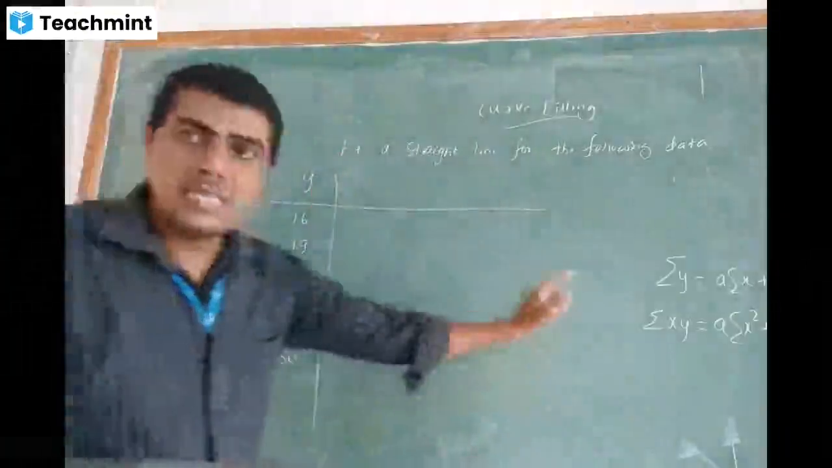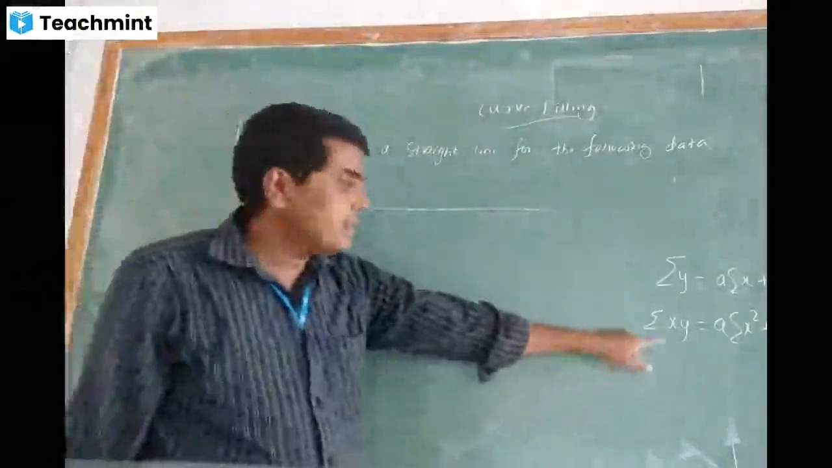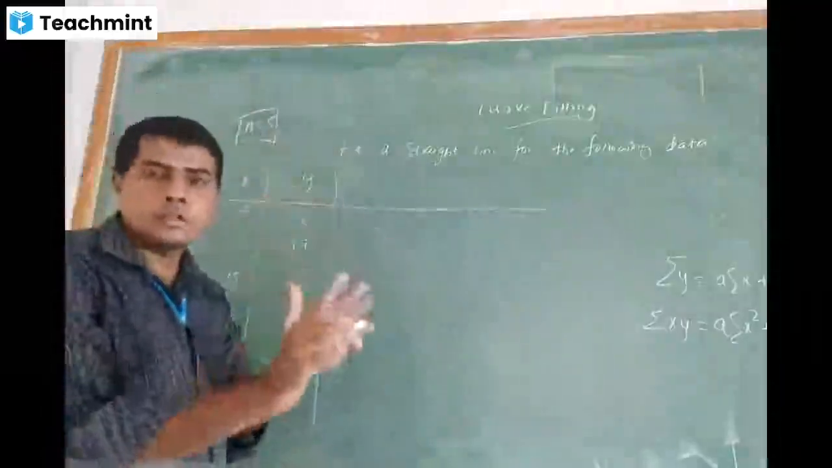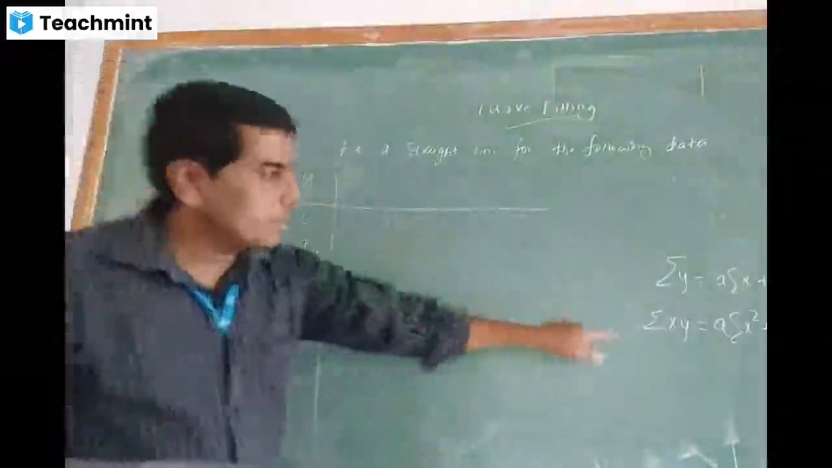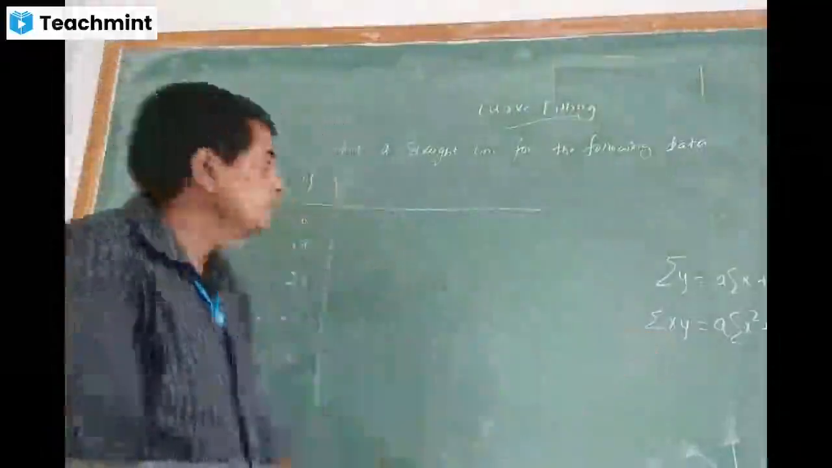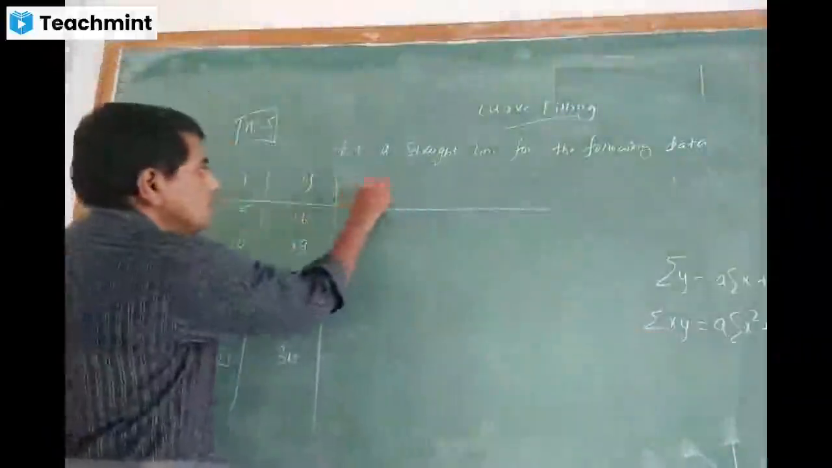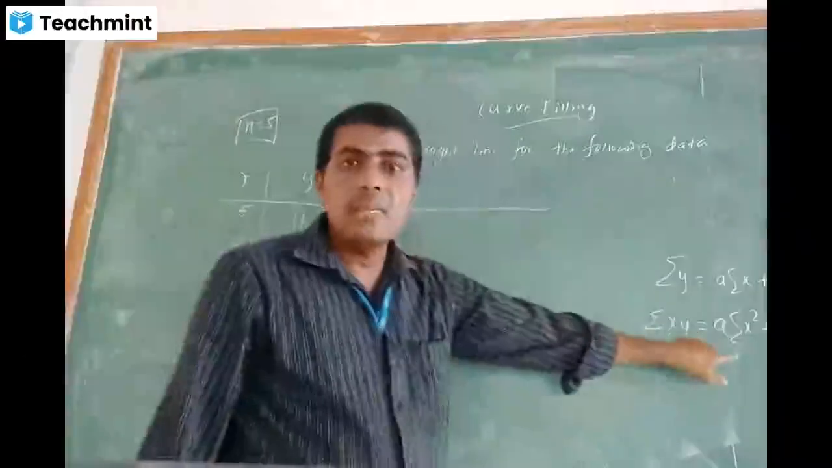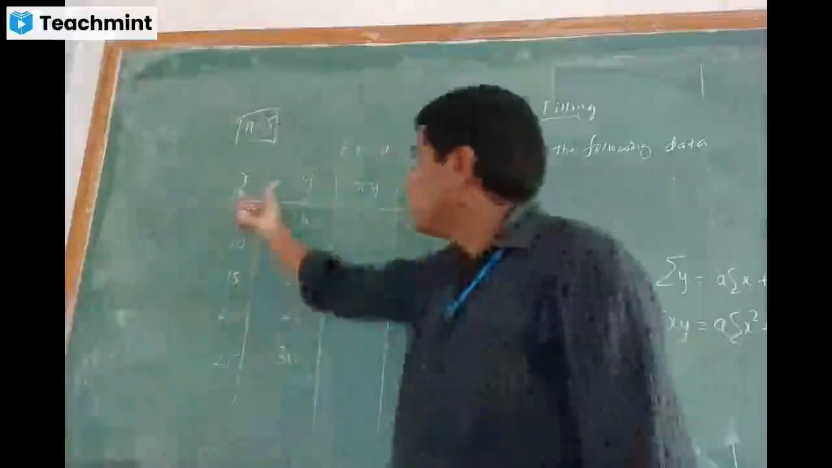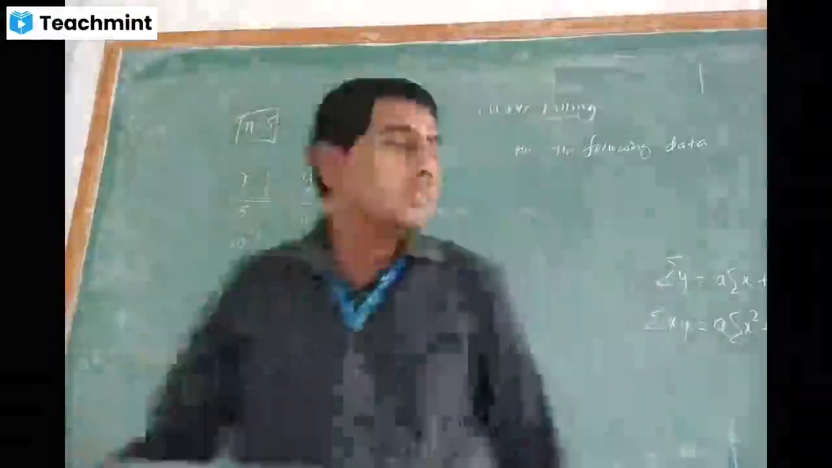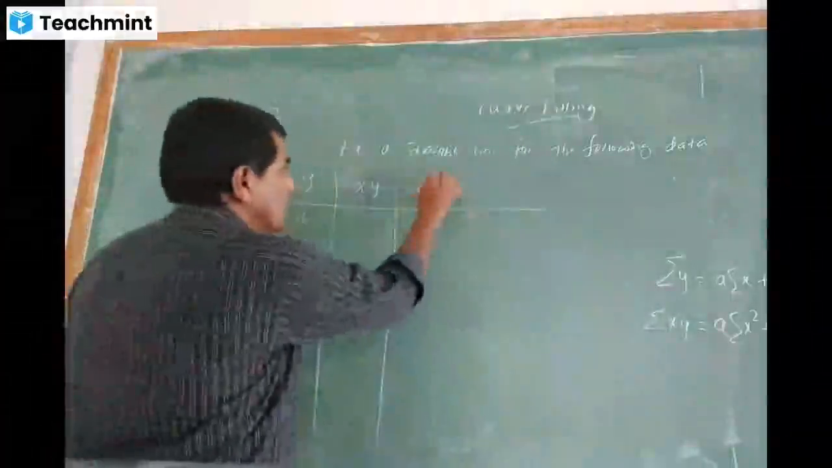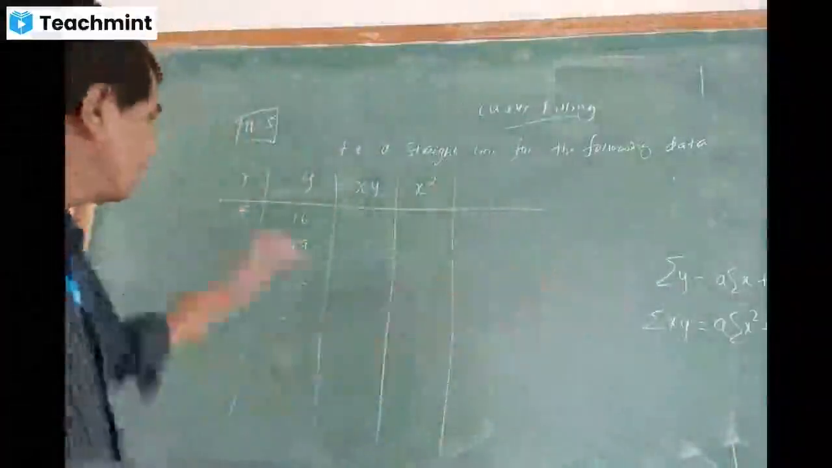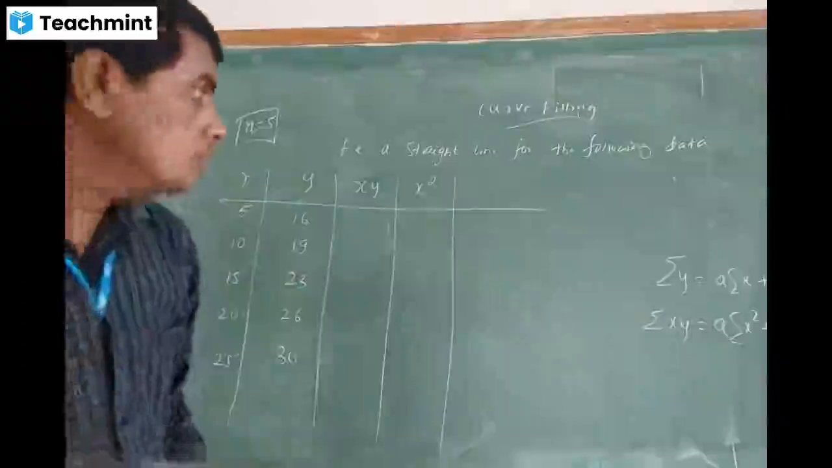Next, in the second normal equation, there is sigma xy. So x is there, y is there, and take the product of those two. Then you can add, and you are going to get summation xy. Now a into summation x square. So x square I need, right? So take that x. Next, summation x I have.